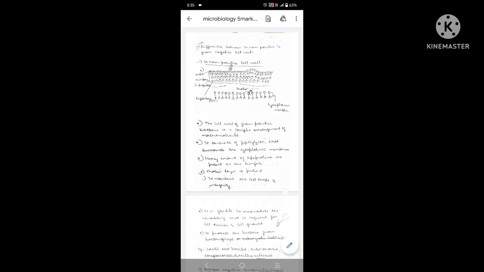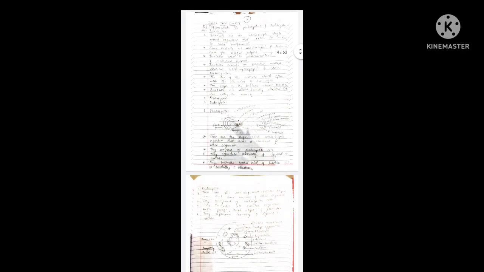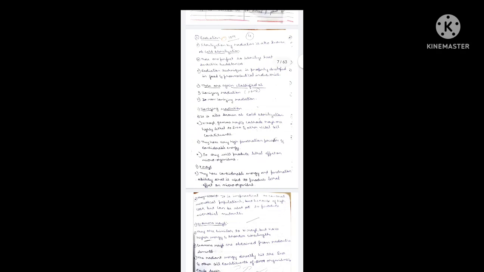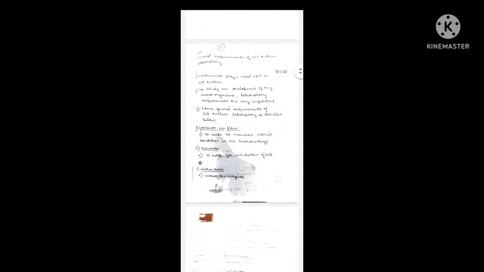See, these are 5 marks: difference between gram positive and gram negative cell wall. You have to write until here. Then difference between prokaryotes and eukaryotes. Make 2 columns compulsorily at last. Then write the principle and procedure of radiation. Then laminar airflow. General requirements: what general requirements do we have to write? That is here, this answer.